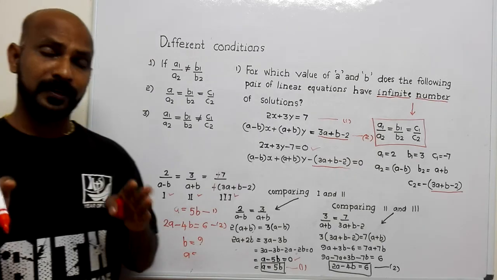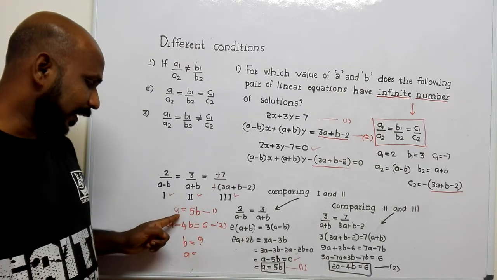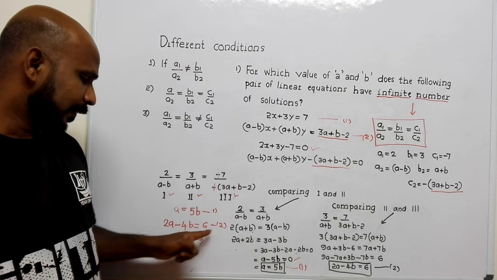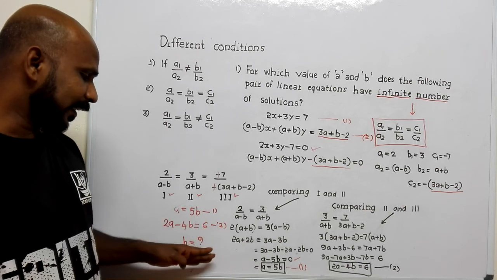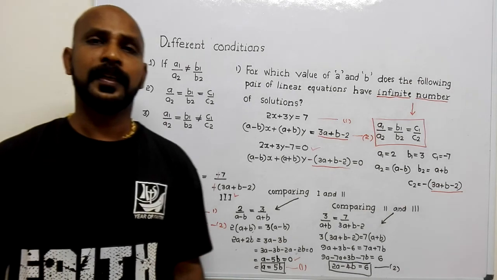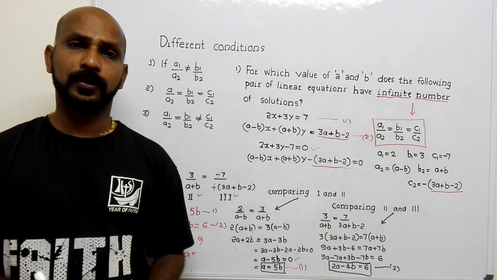Okay. You have the work: substitute A equal to 5B in the second equation. Then get the value of B. Then after getting the value of B, you get the value of A also. Okay. That you have to do by yourself.